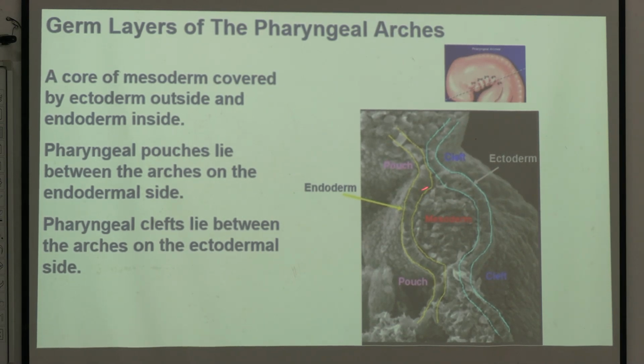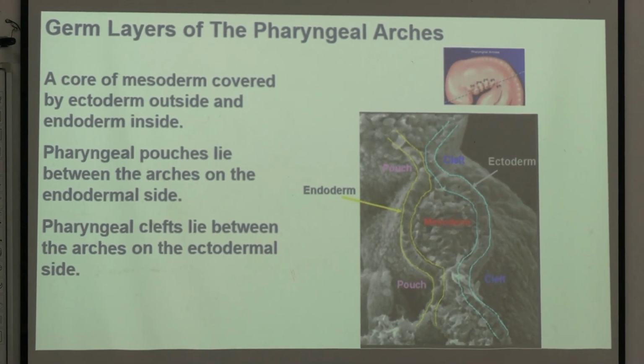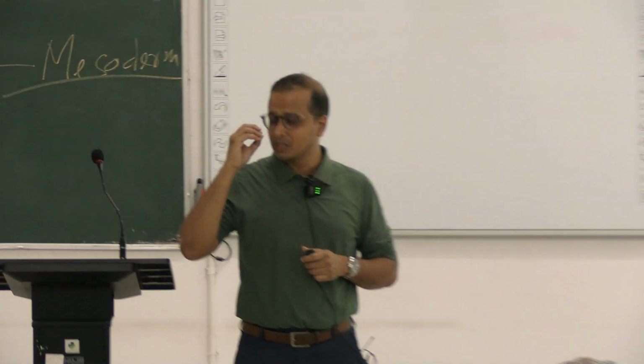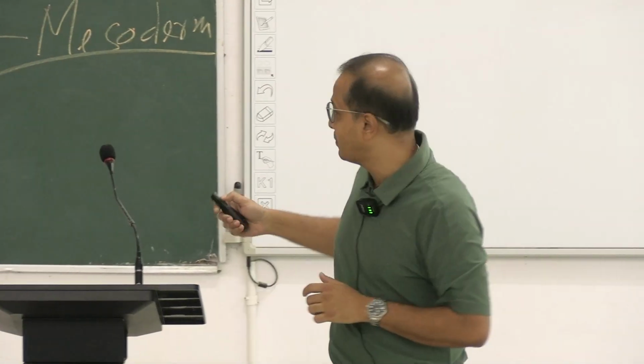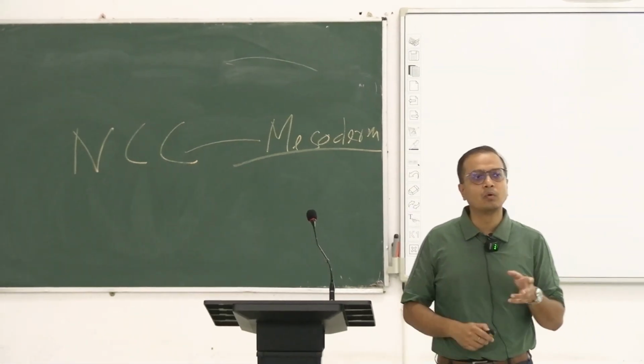On the outer side we have the ectoderm, which is lined by ectodermal tissues, and in the middle we have the mesoderm. Now the tricky thing about this mesoderm is that the mesoderm of this region develops from invaginations of a special cell. We call them neural crest cells.